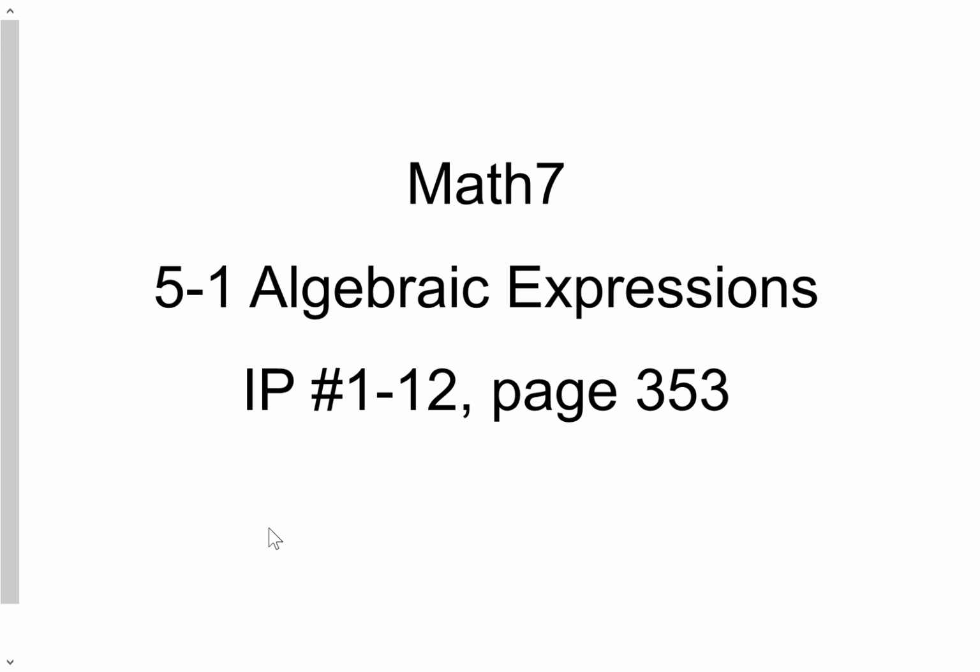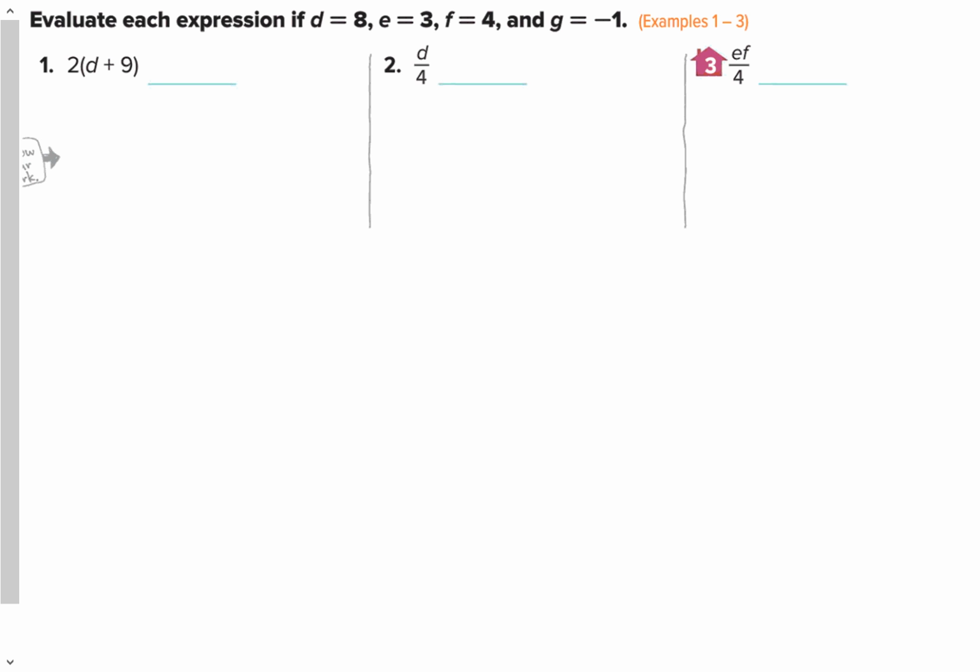Hi there. We're going to review independent practice number 1 through 12, page 353, chapter 5, lesson 1, algebraic expressions. So we're going to substitute our values and then solve using the order of operations. So we have 2d, with d is 8, plus 9. Then we're going to evaluate 8 plus 9, so that's 2 times 17, and that's going to equal 34.